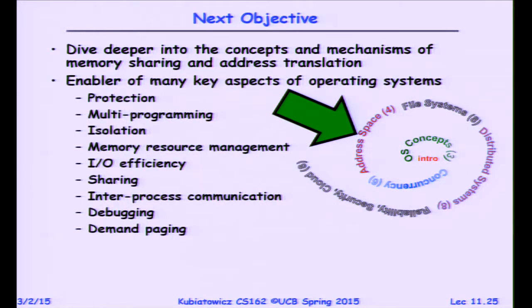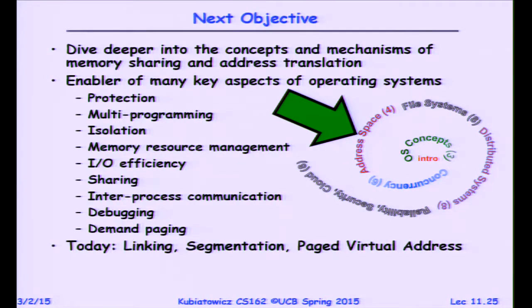And once we figure this out a little bit more, we have all sorts of things we get out of how we multiplex memory. We get protection, multi-programming, isolation, I/O efficiency, sharing, all sorts of stuff. Concepts that we get when we start talking about address spaces, address translation, and so on. And so we're basically about to pick a key mechanism that takes us a long way toward other things in the course. And today we're going to talk about linking and segmentation and page virtual addresses to some extent.